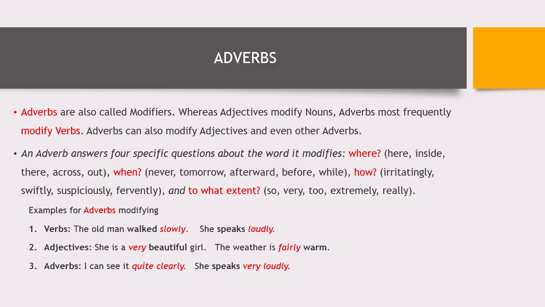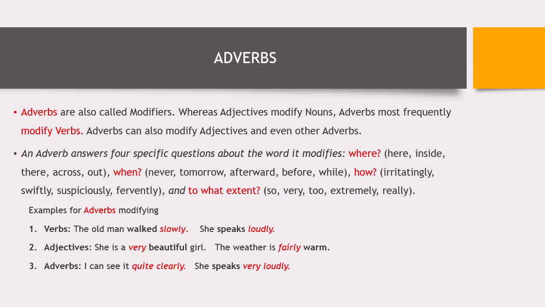Examples of adverbs modifying verbs. The old man walked slowly. The adverb, slowly, modifies the verb, walked. She speaks loudly. The adverb, loudly, modifies the verb, speaks.